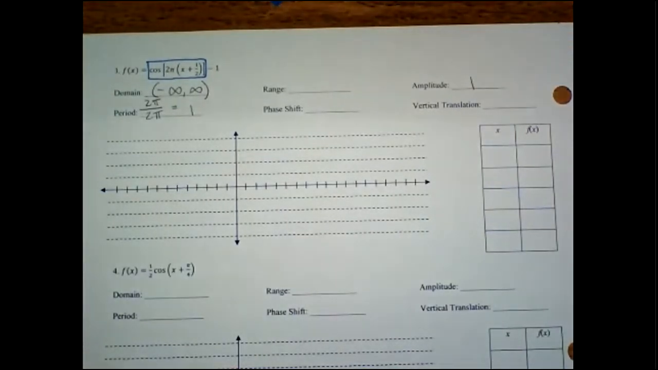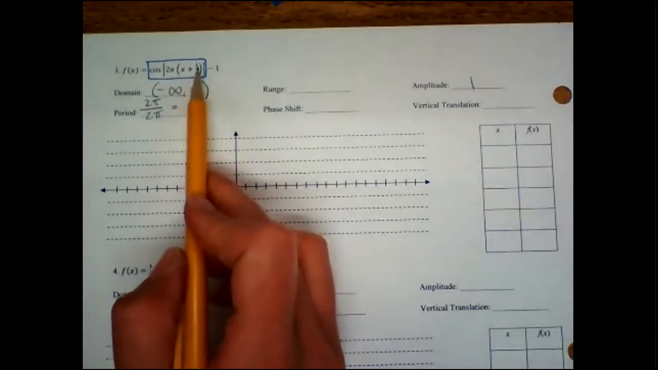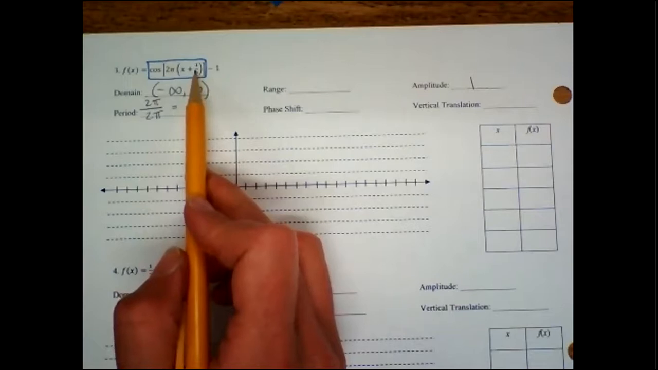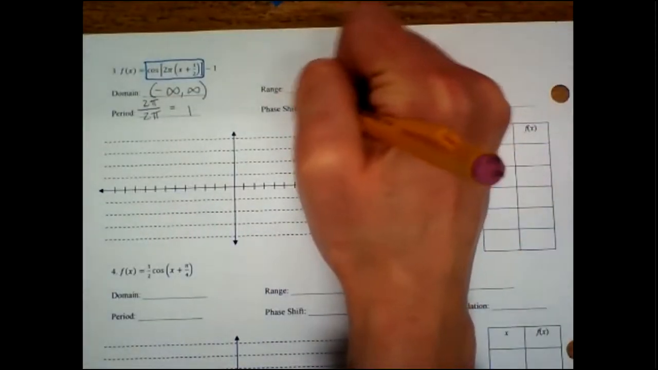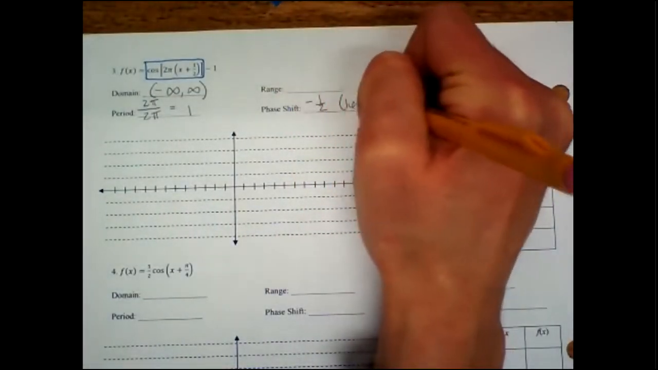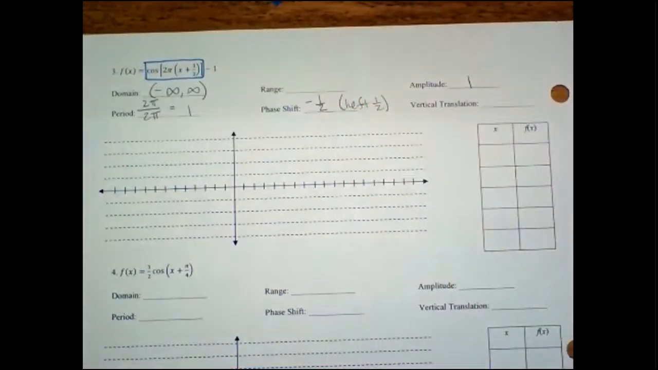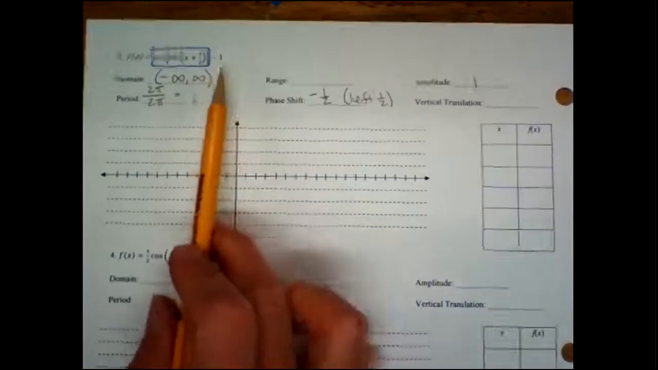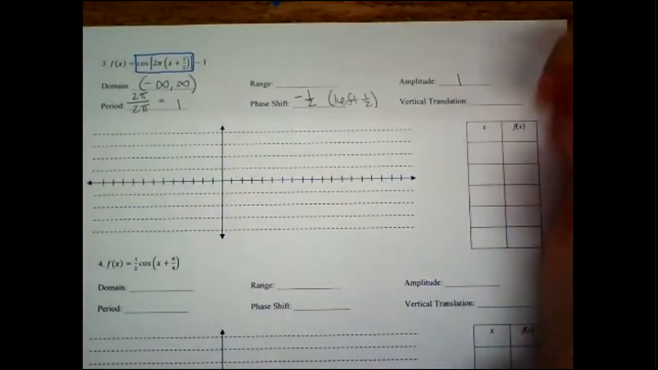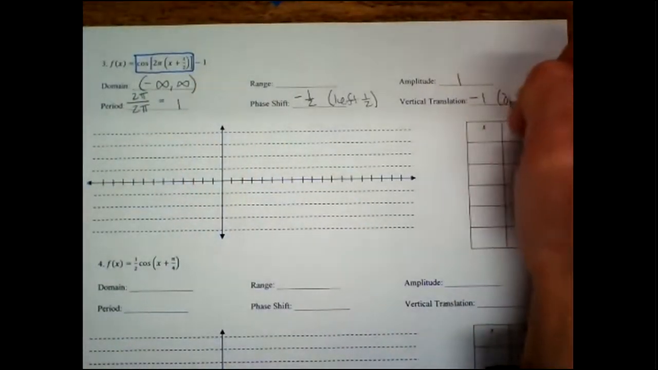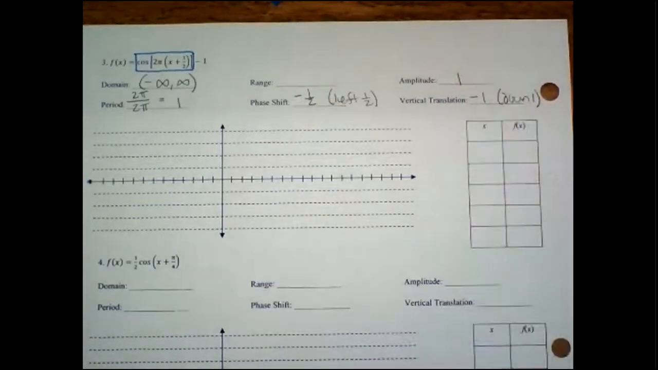All right, phase shift, that's left or right. Did this graph move left or right? This is what you want to look at in here. Left 1/2. You can say -1/2, or you can say left 1/2, whatever is your personal preference. And then the vertical translation is up or down. Did this move up or down? Down 1. So you can either say -1 or down 1, however you like to say that.